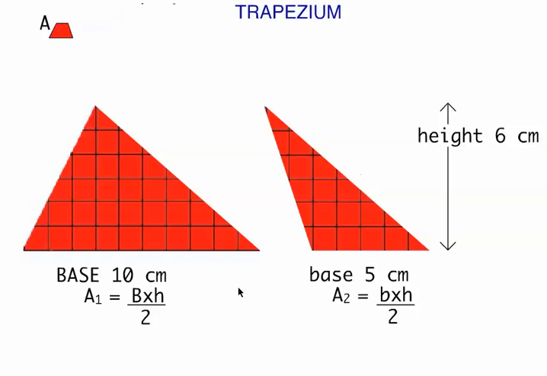And you can always do this, right? If you ever have a trapezium, you can break it into base times height divided by 2, and then smaller base times height divided by 2. You figure out the two triangles, add them together, get your area. But if we put these two together, watch what happens.